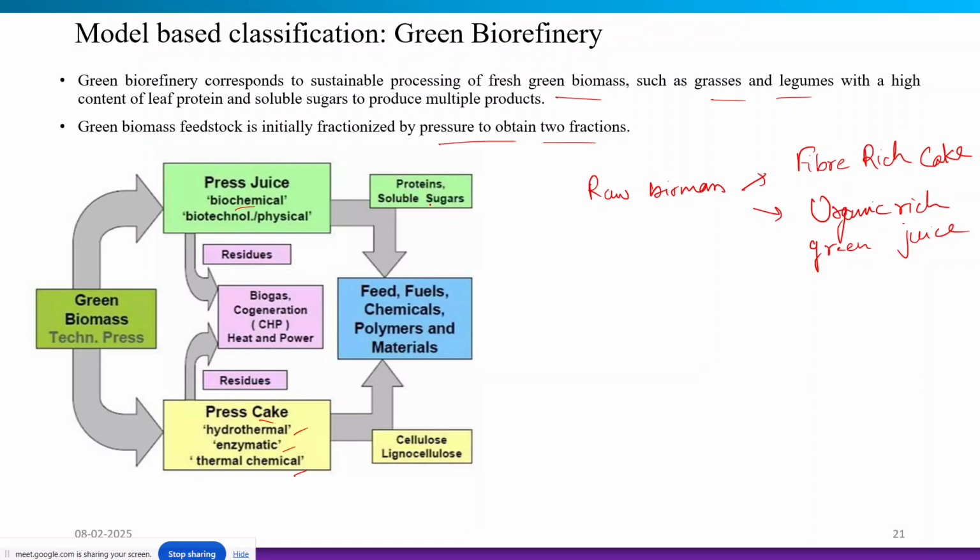Protein and soluble sugars are there in the organic juice. Out of these processes, whatever the residue streams are, those are anaerobically digested for the production of biogas, or this can also be used as a heat and power source for internal use. So this is the overall potential for the green biorefinery.